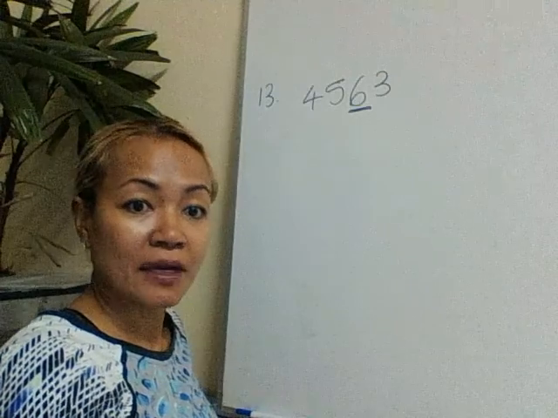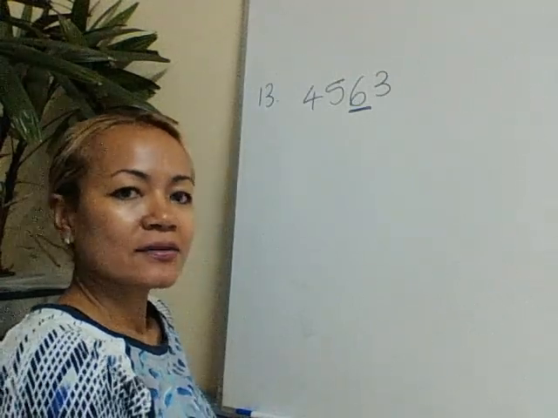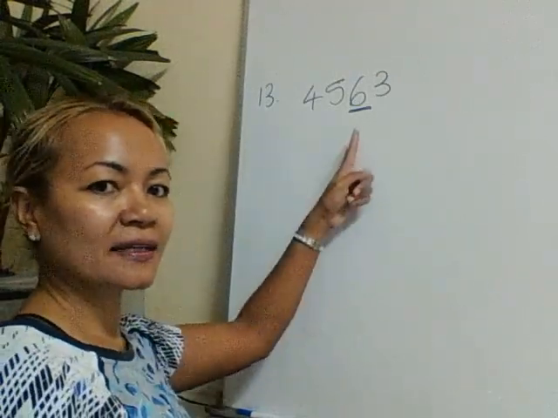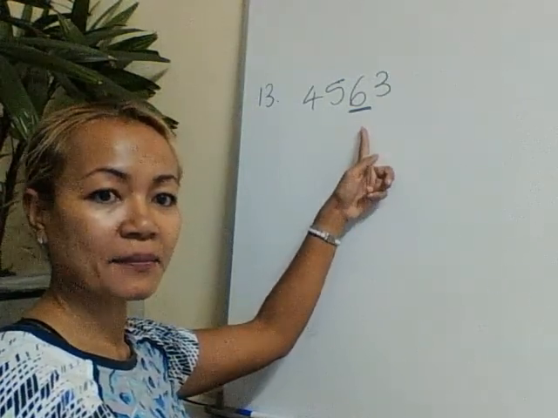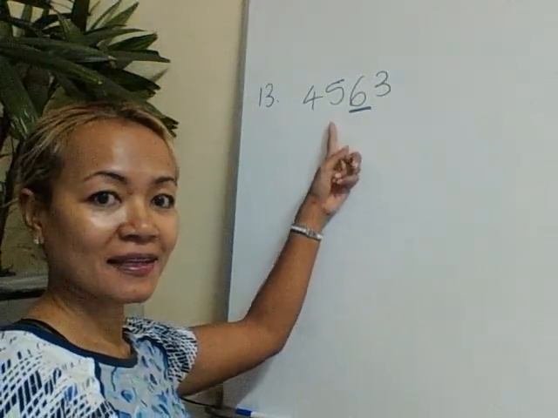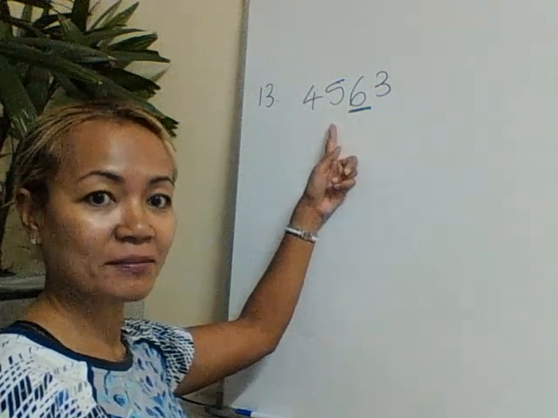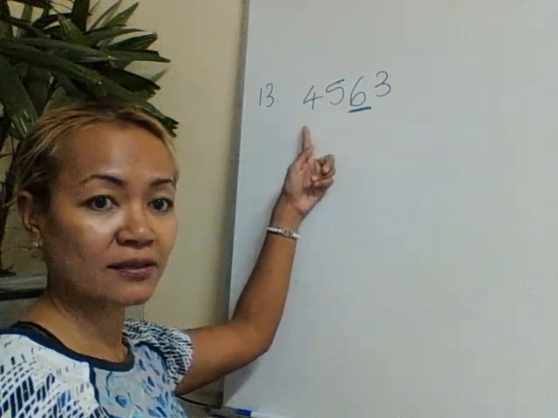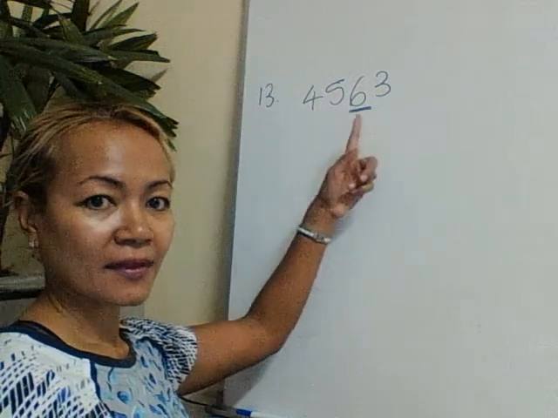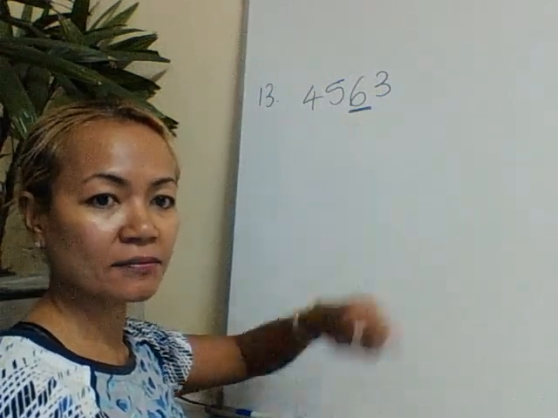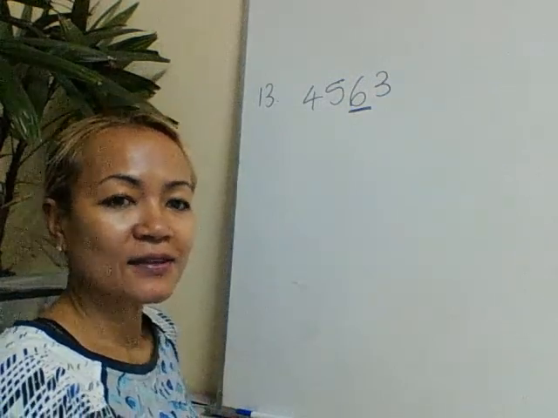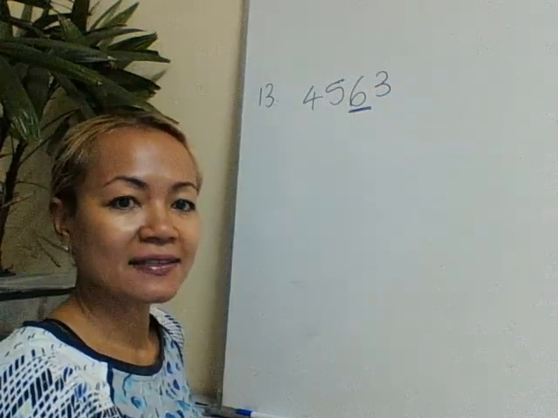This one is about place value. So the 3 is units or ones. Next one up is tens column. Then 5 is in the hundreds column. And the 4 is in the thousands column. So if 6 is underlined, then it's in the tens column. So the place value is tens.